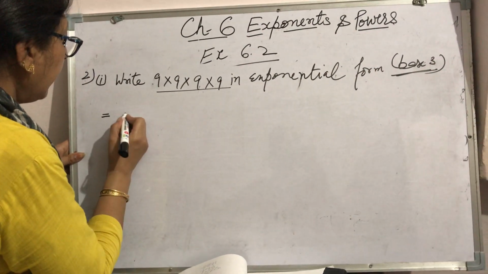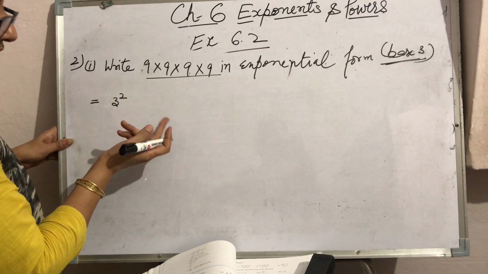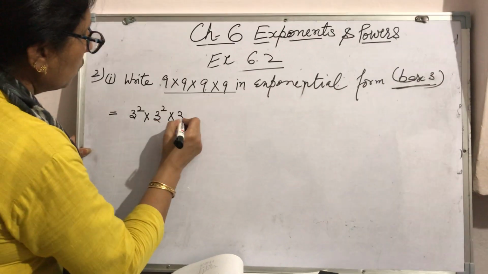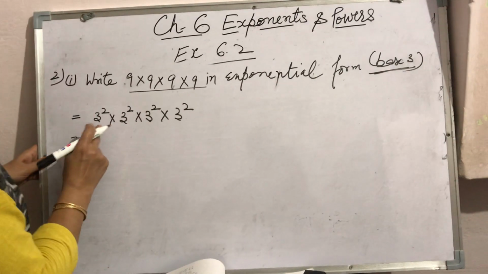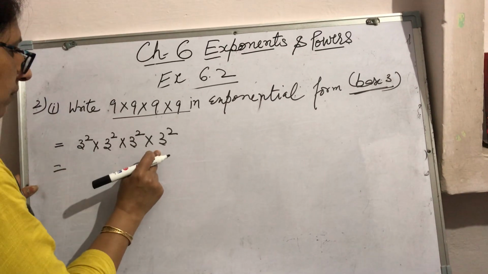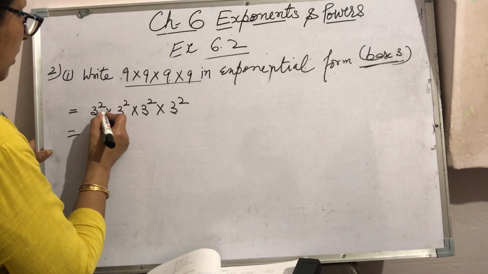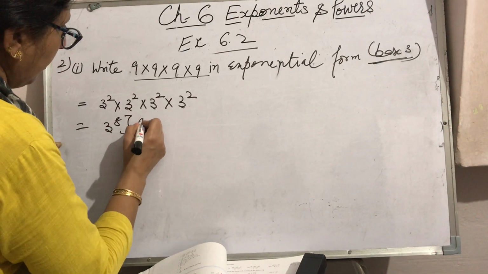3 threes are 9, so 9 is the same as 3 raised to power 2, 3 raised to power 2, again 3 raised to power 2, and so on. Now we have base 3, the same bases are there, multiplication is there. We add the powers: 2 plus 2 is 4, 6, and 8. So 3 raised to power 8.